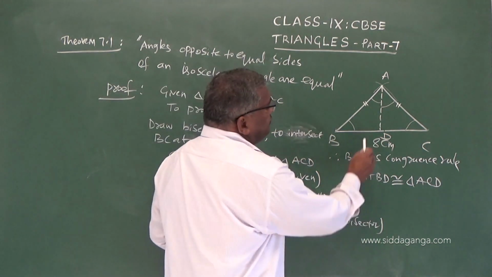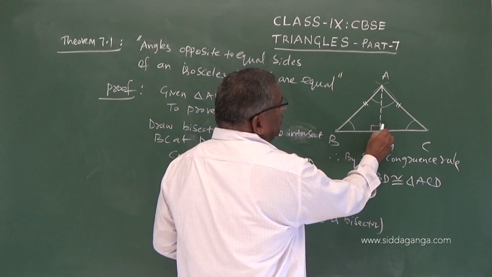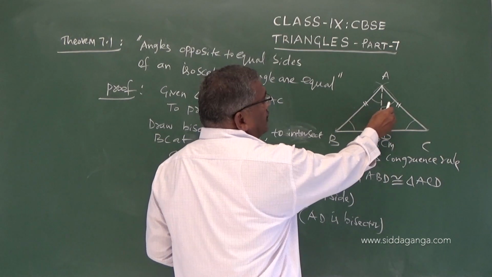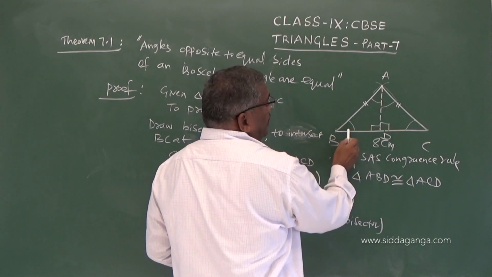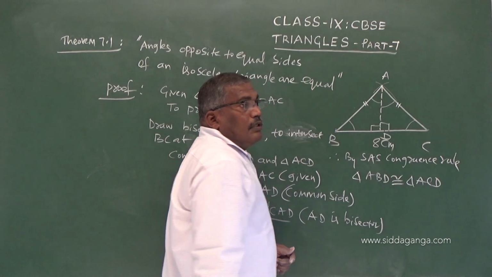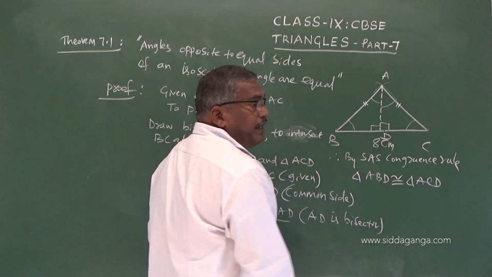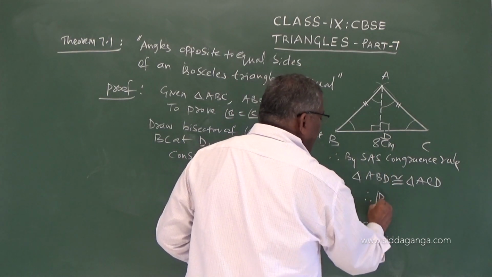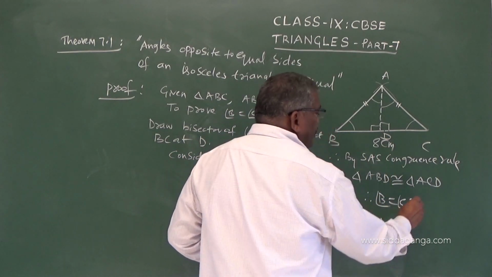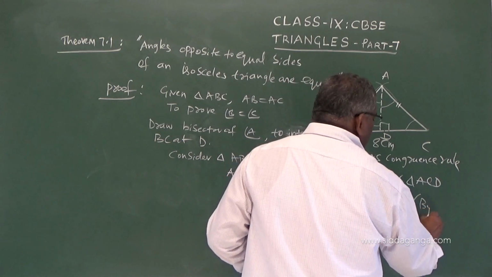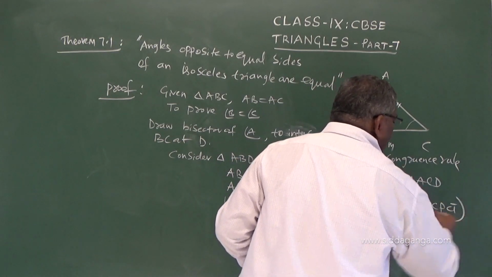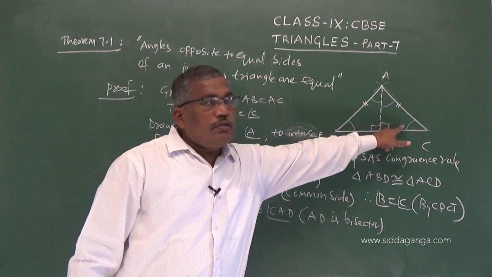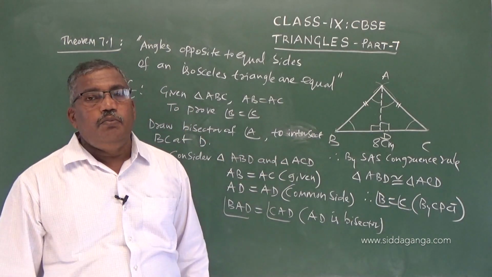Now observe here, this is 90 degree, this is 90 degree. This angle is equal to this angle. Then the corresponding angles are B and C. When the two triangles are congruent, therefore B and C are equal. So angle B is equal to angle C. I will write in bracket by CPCT, corresponding parts of the congruent triangles. Therefore B is equal to C. That is what we have to prove.